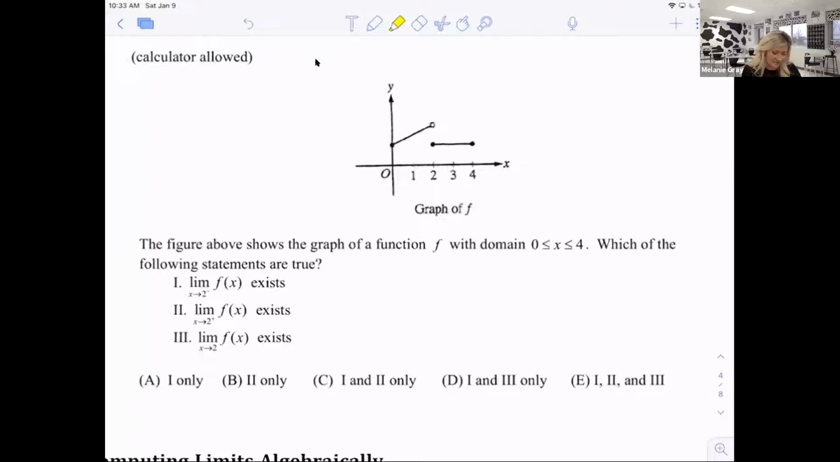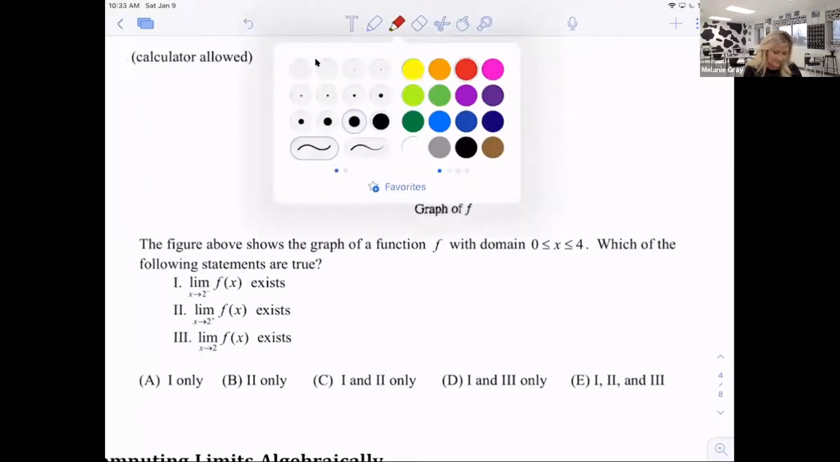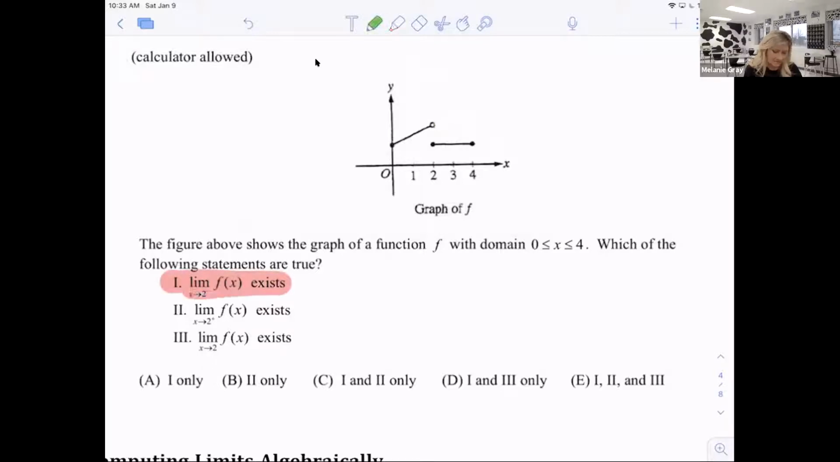Statement 1, the limit as x approaches 2 from the left-hand side. I'm going to highlight that in red, and I'm going to use red up here to show you that from the left-hand side, my limit does exist. Now, even though there's an open circle there, let's pretend that there are values marked on the y-axis. Then coming from the left-hand side, we would say the limit is approaching 2, even though there's an open circle there. The limit is what the y value is approaching, not what the y value is at that point. So the y value is approaching 2 from the left-hand side.